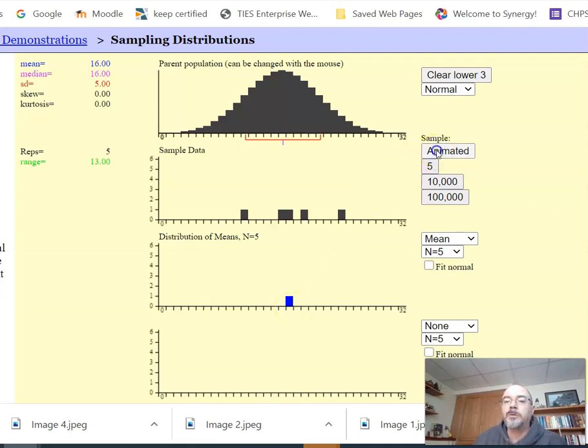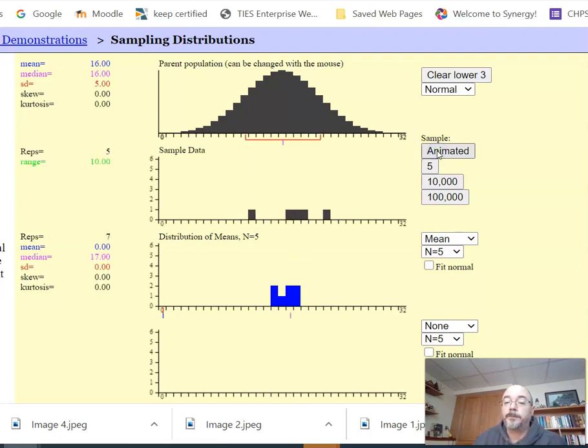If I do 5 again, it'll drop it in there. 5 again, oh, different mean that time. 5 again, different mean again. 5 again, and so on. So each time I'm picking a sample of 5, right?